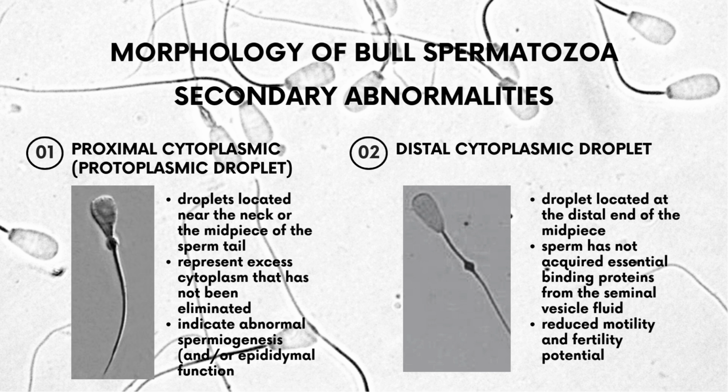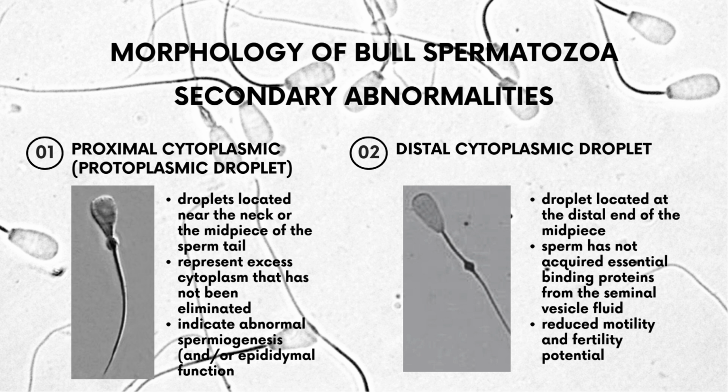Next, there is the distal cytoplasmic droplet. These are droplets located at the distal end of the midpiece. Sperm with distal droplets will lose the droplet if left in a water bath for 15 to 30 minutes, or if gently agitated. There is reduced motility and fertility potential.